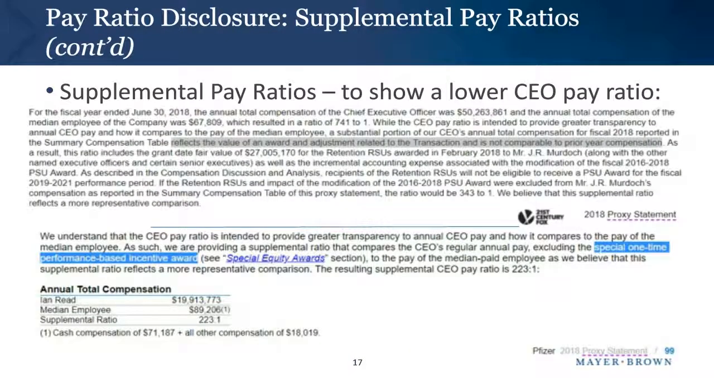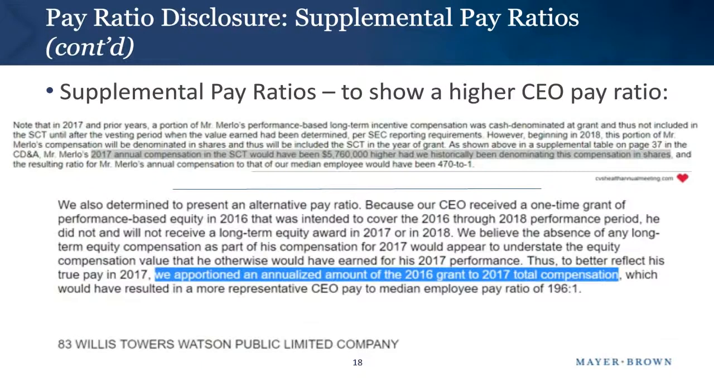These examples show the exclusion of a transaction bonus and the exclusion of a one-time equity award. And both of these companies presented their supplemental ratios to reduce the pay ratio. Other supplemental ratios reflect adjustments that increased the CEO's compensation to avoid presenting a misleadingly low pay ratio, which is something companies should consider when they think about how a ratio might be compared year over year.